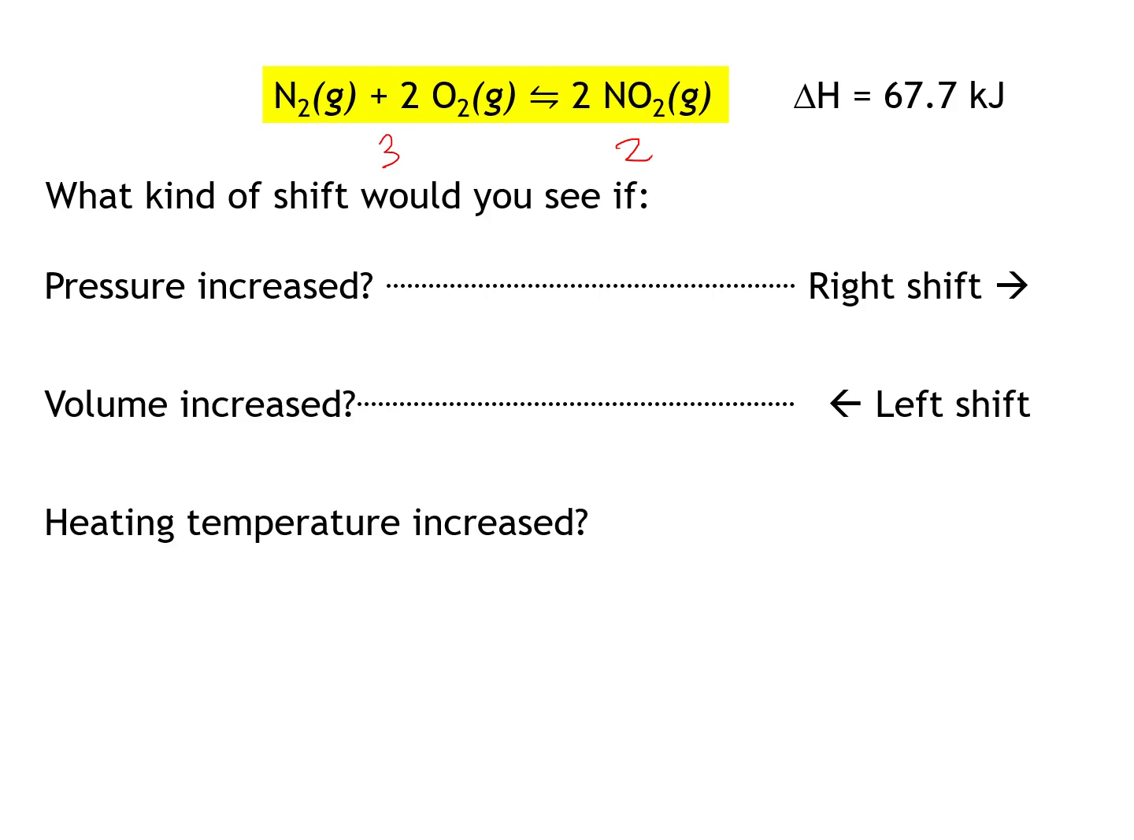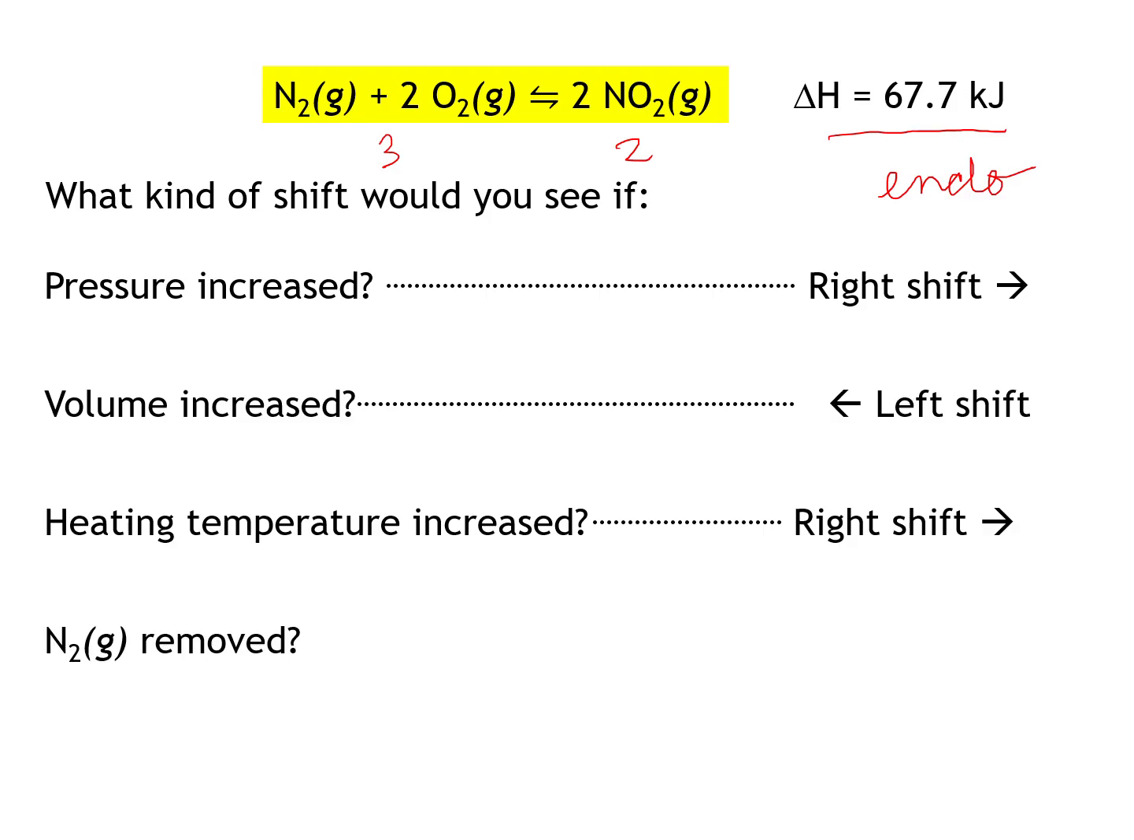And then this one is a heating, temperature increased. So we look over here at our delta H. We see that it's positive, which means it is an endothermic reaction. So heat is going to be on the reactant side. So that means it will be a right shift. And then N2 removed. So we're taking an N2 away. Make sure you're looking at the right component, the right substance when you do these. So that's going to make the reactant side lighter, so we're going to end up with a left shift.